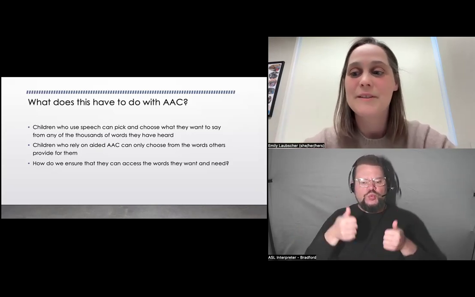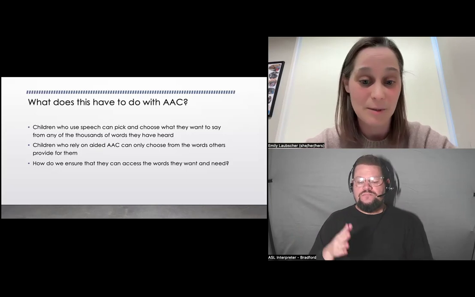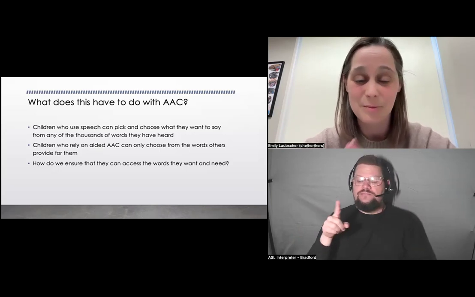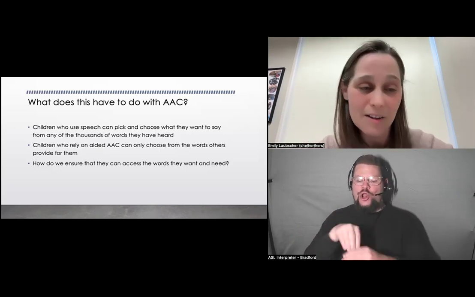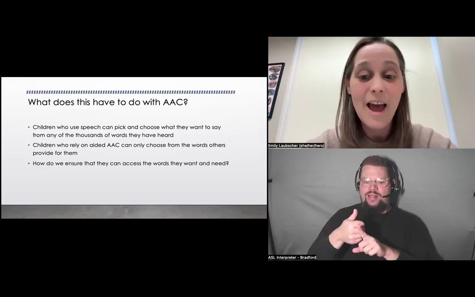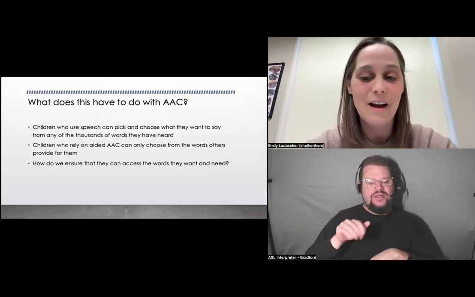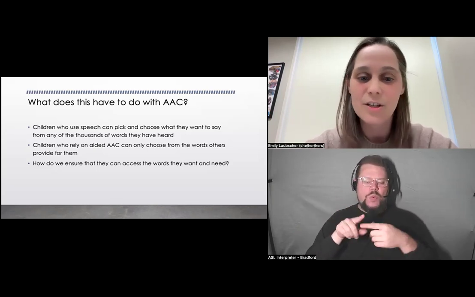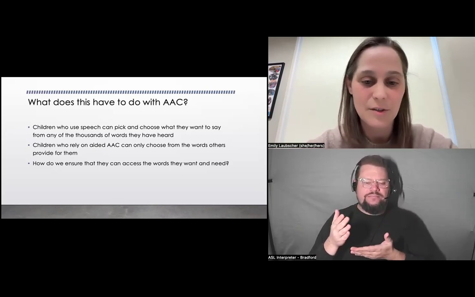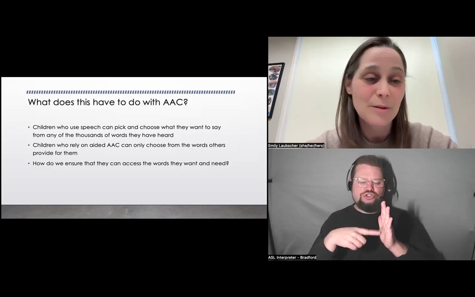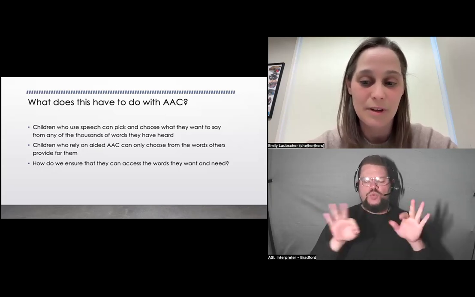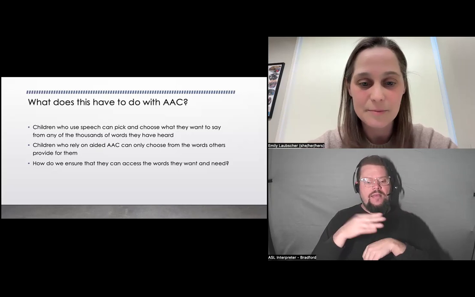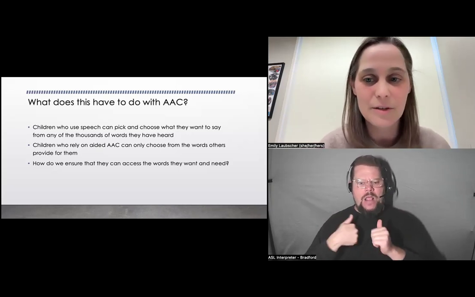Even the most robust AAC device out there can't possibly include every word in existence, especially because language is constantly changing and evolving. And even if it could, we would still have all kinds of challenges related to access, navigation, representation, and so on. So we have to make some choices about what words will be available and easy to access. So how do we decide what makes a good word?